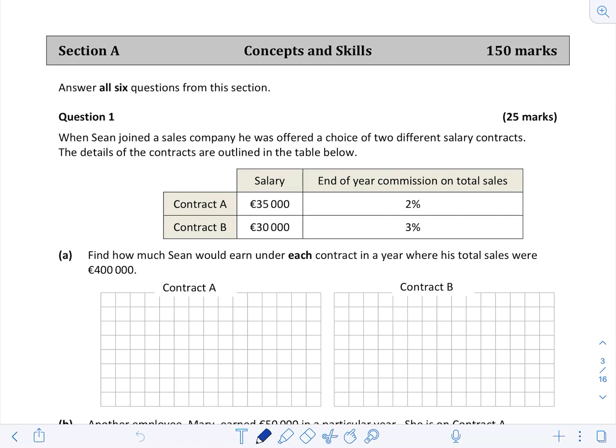Okay, so this is contract A. Sorry, a bit of a habit for this for Easter holidays.